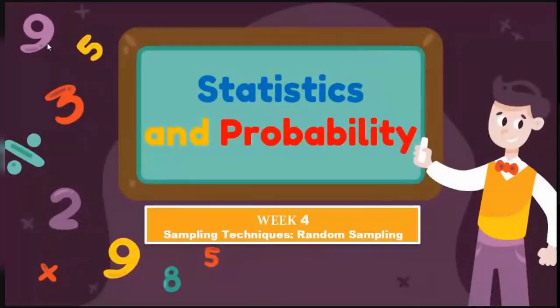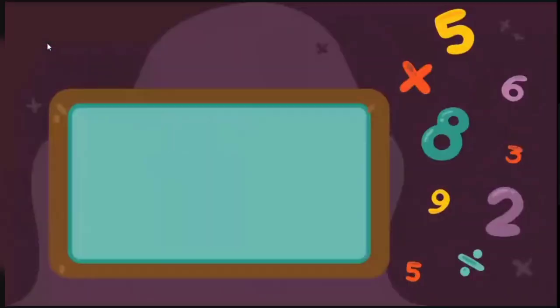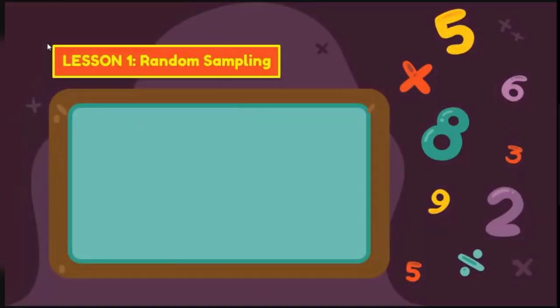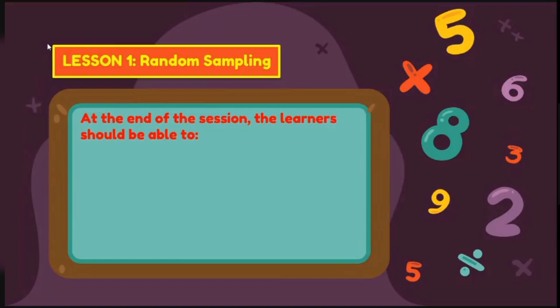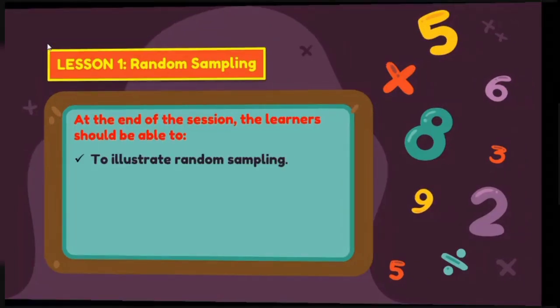Everyone, senior high school students, Statistics and Probability, Week 4: Sampling Techniques, Random Sampling. So for Lesson 1, we have random sampling. At the end of the session, the learner should be able to illustrate random sampling.